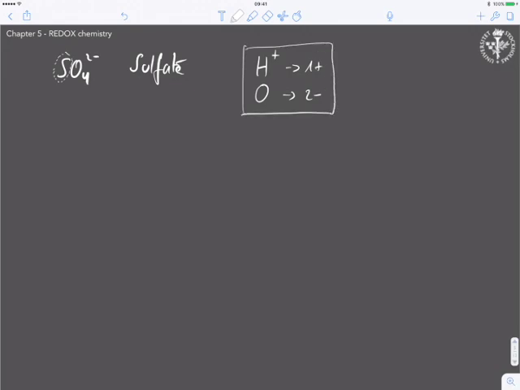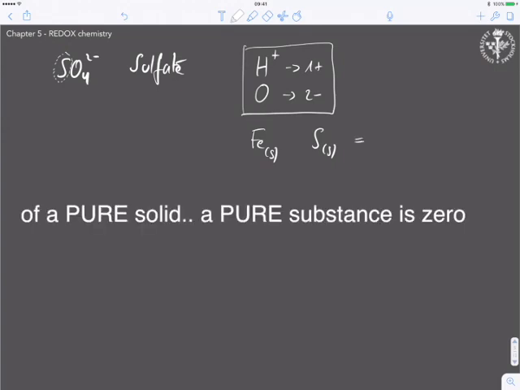The other rule is for an element when it is not in a compound, like solid iron, solid sulfur. When you have sulfur precipitating, the charge of this element is 0, it doesn't have any charge. So the oxidation state of a solid is 0 by definition. Okay, so that's our really simple rule.